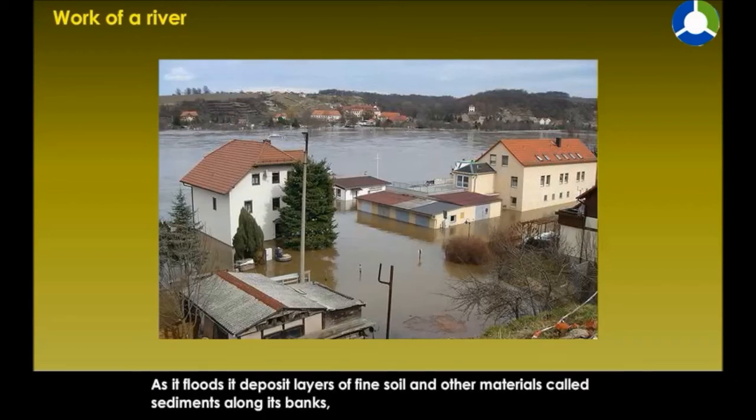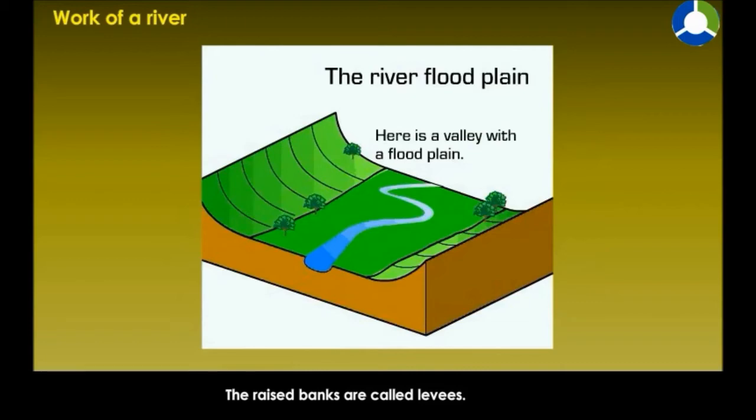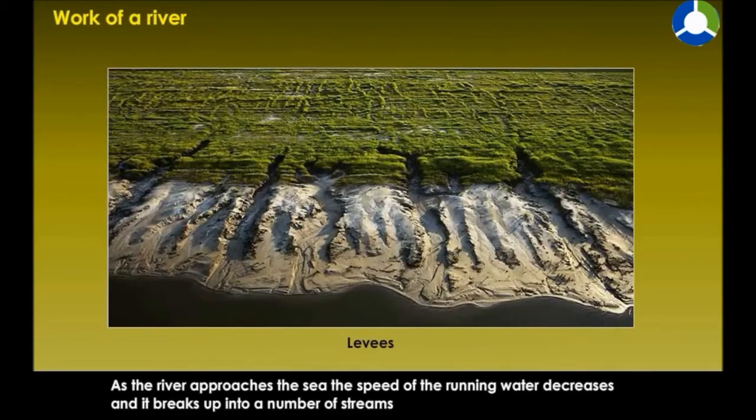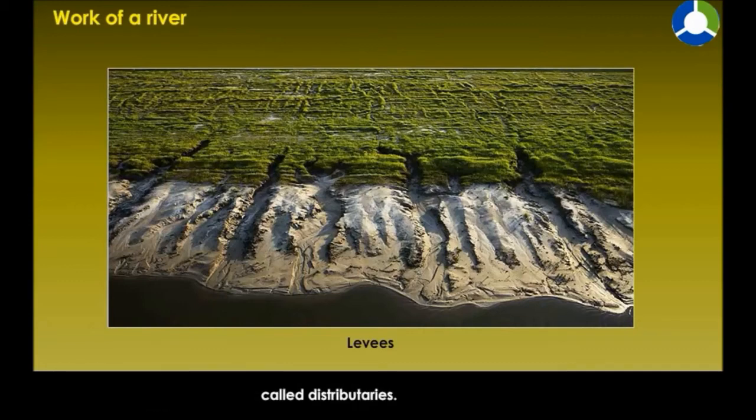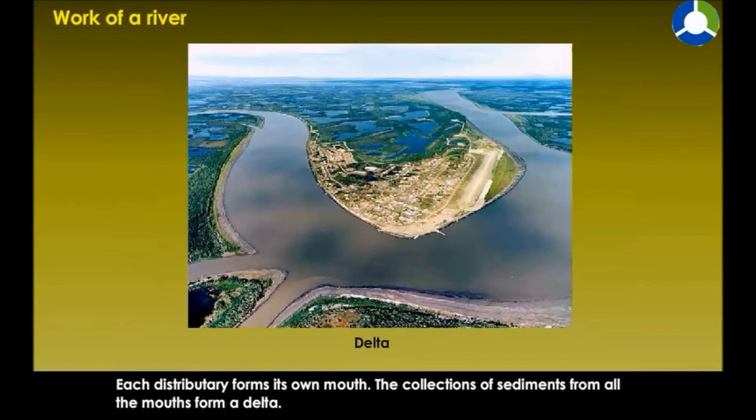At times the river overflows its banks, which leads to the flooding of the neighboring areas. As it floods, it deposits layers of fine soil and other materials called sediments along its banks, which leads to the formation of flat, fertile floodplain. The raised banks are called levees. As the river approaches the sea, the speed of the running water decreases and it breaks up into a number of streams called distributaries. The river becomes so slow that it begins to deposit its load. Each distributary forms its own mouth. The collection of sediments from all the mouths forms a delta.